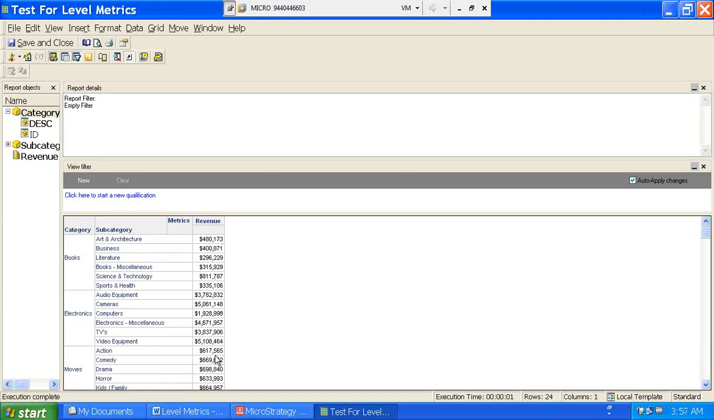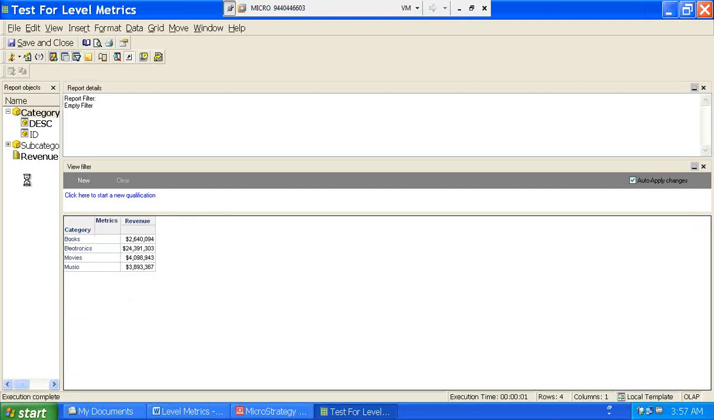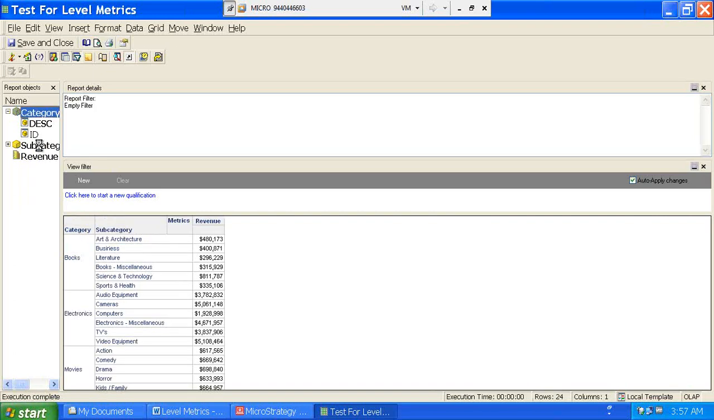Then what is the confirmation that it has done calculation to subcategory level? How can I understand that? See, move this subcategory the other side. Now see the values: 2640, 24391, 4098. Okay, now once again add your subcategory and see the values different. See, 480400. Where are the values that you saw before?